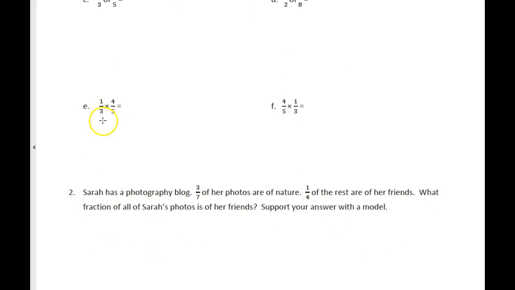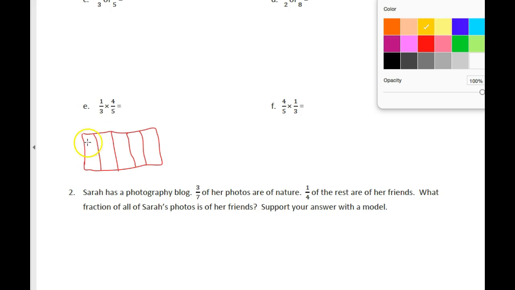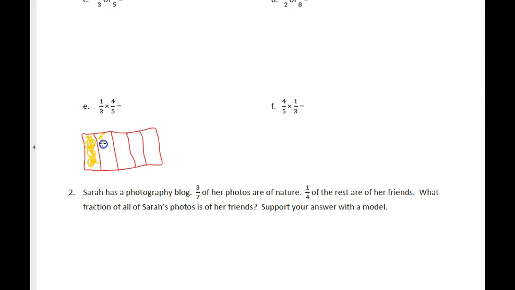Now let's go to E. So 1/3 of 4/5. So let's start with 4/5. Here's our rectangle. Let's break it into fifths. 1, 2, 3, 4. I'm going to get a lighter color for shading it in. We'll go with some yellow here. We're going to shade in 4 of them. 1, 2, 3, 4 of them.